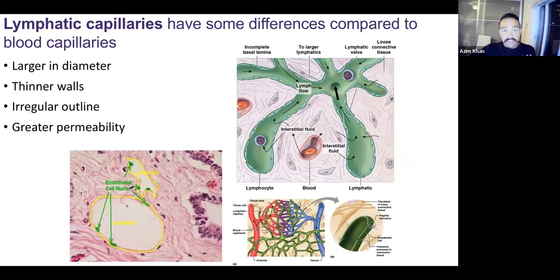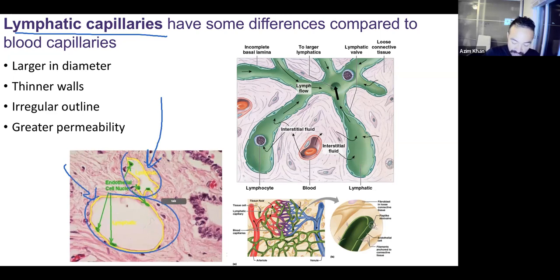There are different sizes of lymph vessels, just like there are different sizes of blood vessels. So the smallest lymph vessels are lymph capillaries, lymphatic capillaries. They are similar in some ways to blood capillaries, but with some major differences. You can see examples of lymphatic capillaries outlined here in yellow. Lymphatic capillaries tend to be larger in diameter than blood capillaries.